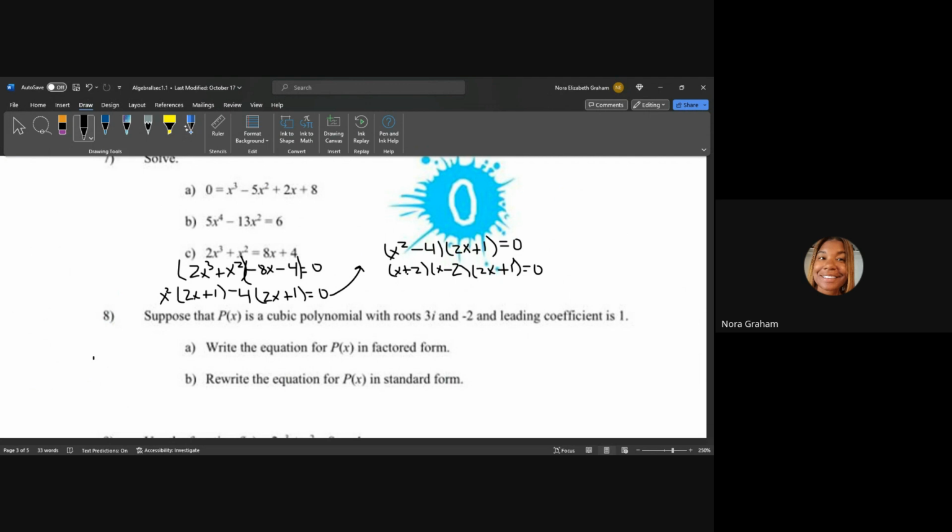So then I set this one, x plus 2, equal to 0. I just subtract 2 from both sides. x equals negative 2. I add 2 to both sides. x equals 2. I subtract 1 from both sides and I divide by 2. So x equals negative 1/2. And those are my 3 possible solutions for C.